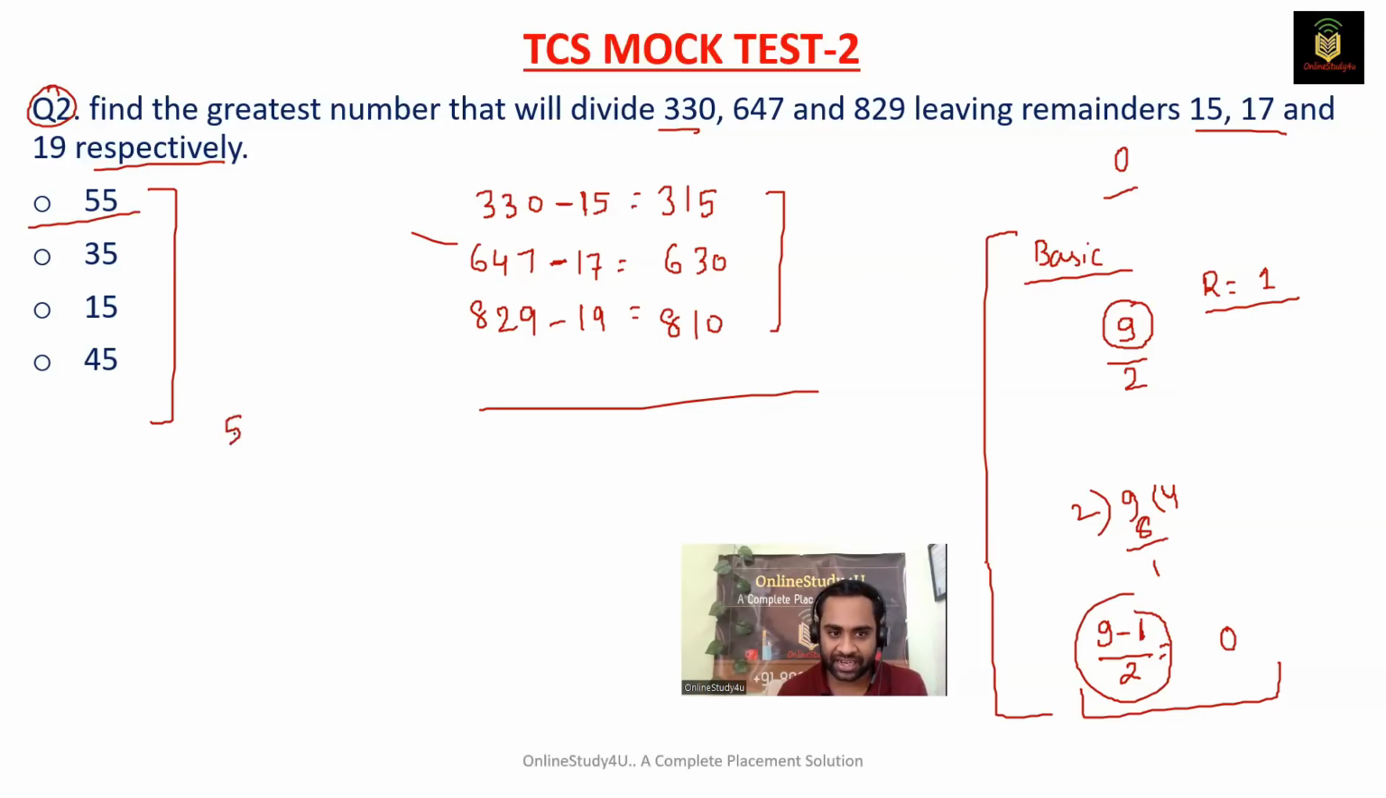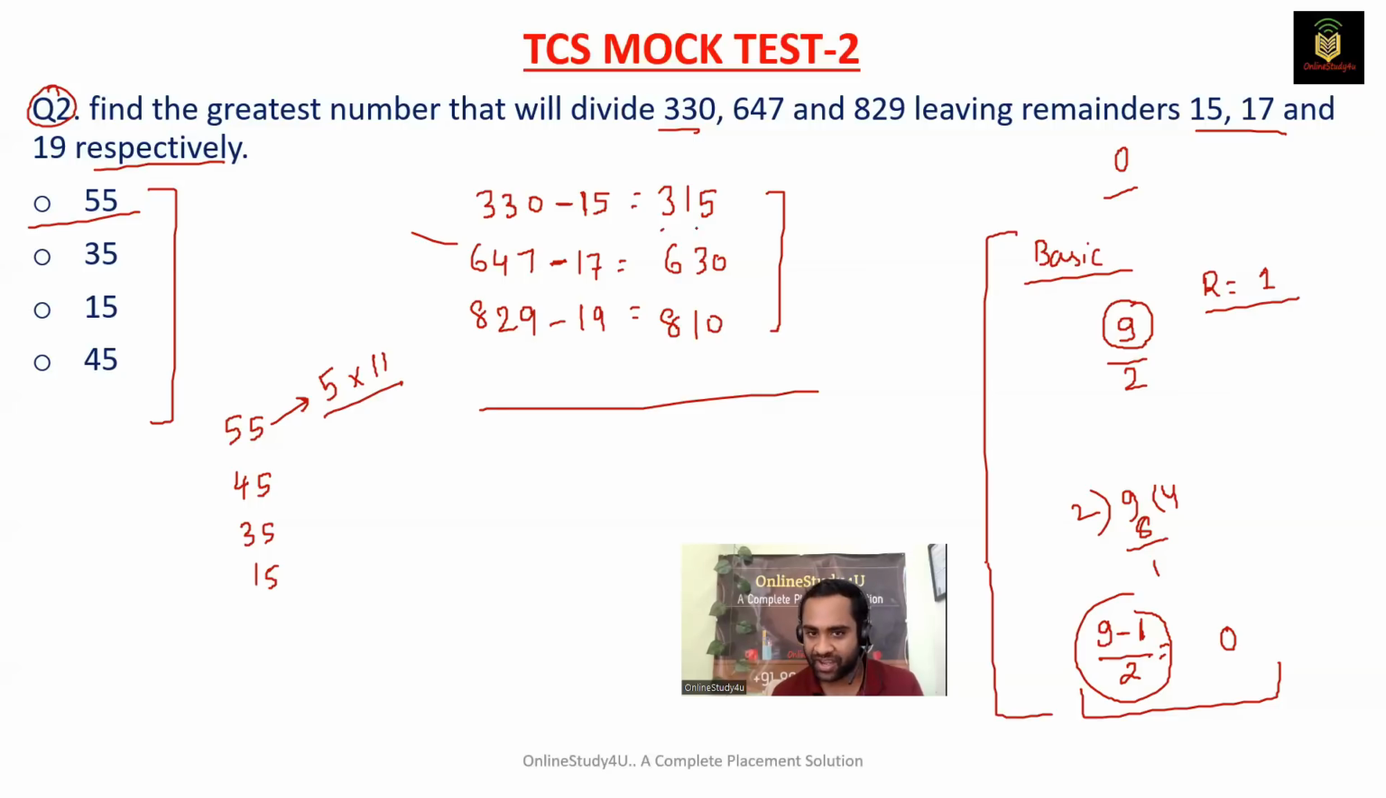So we have the greatest number, so then 55, 45, 35, and 15. Now let us try to think from 55 whether all the numbers will be divisible or not. 55 is nothing but 5 into 11. So if a number is divisible by 55, it should be divisible by 5 and 11 as well, right?